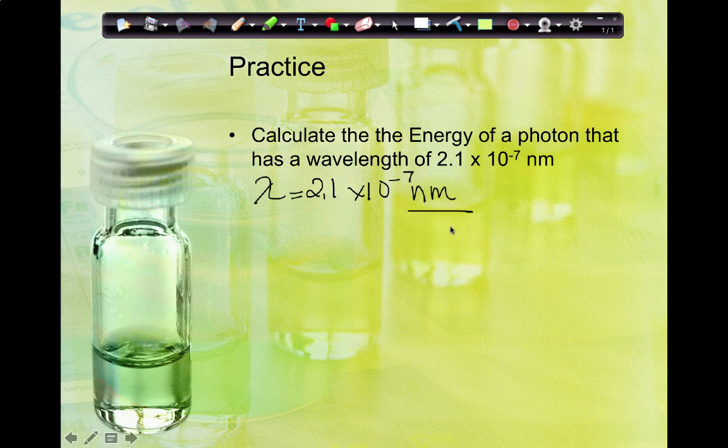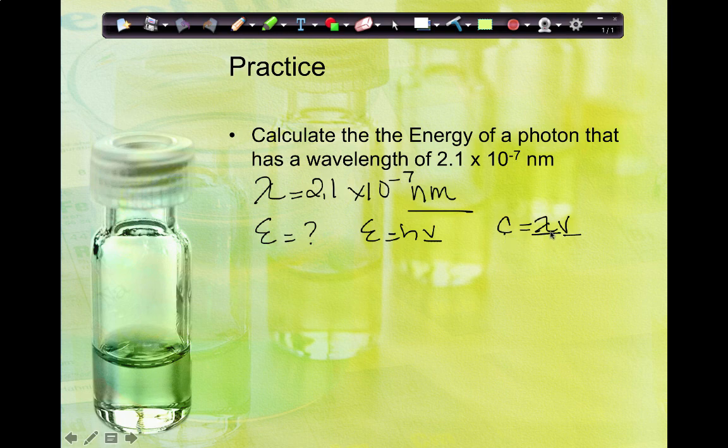Units are important. And we're looking for energy. Well, I know that energy is equal to this. But I don't have frequency, I have wavelength. Well, I know I have another equation which does deal with my wavelength. So I can use this information to solve for frequency. So I know what this is. This is 3.0 times 10 to the 8th meters per second.